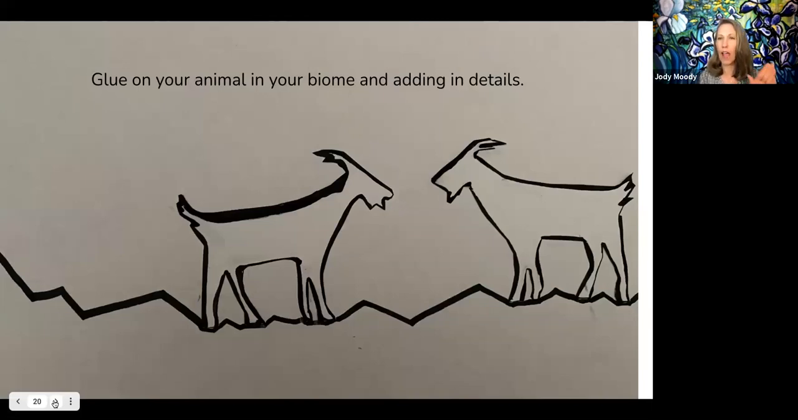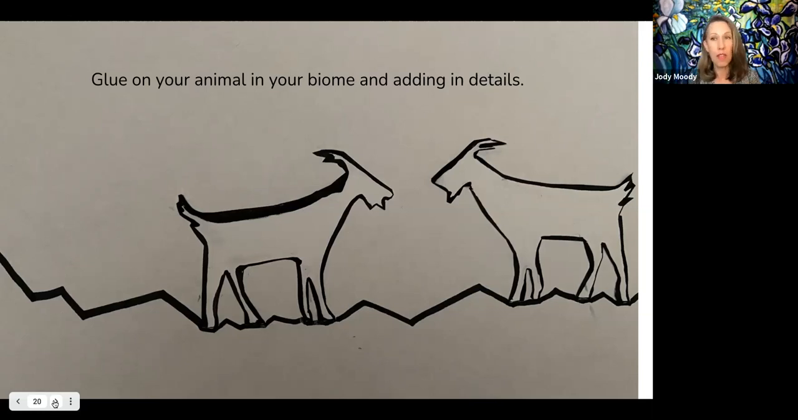Now, I also added in some elements of my biome by the use of a zigzag line, creating the illusion of rocks. I want to show them that the goat is contextual, meaning it has a little home. Here's this in the foreground. It's standing on these jagged rocks, and I can simply do that with a black marker.